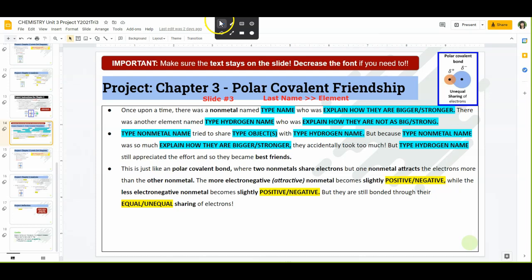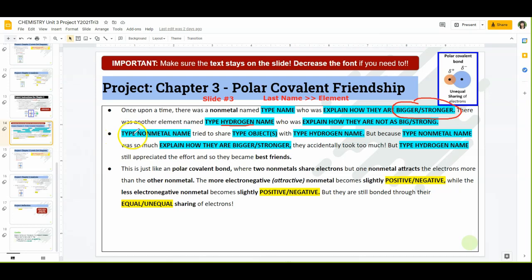Okay. Explain again how they're either bigger or stronger or along those lines of somehow they're a little bit better at something than the hydrogen. And then over here was another element named, again, make up a first name. Their last name in this case should just be hydrogen, so we know that it's a hydrogen, and explain how they're not as big or as strong. Again, my example was the lion and the cat.